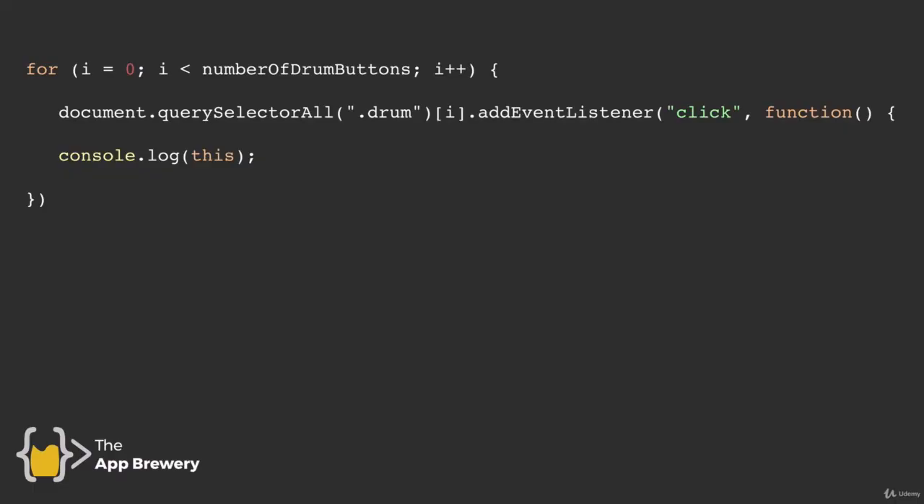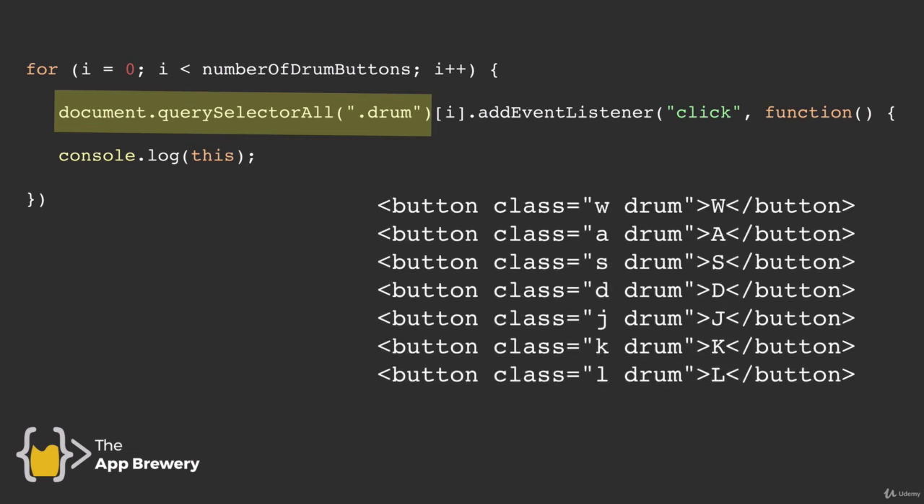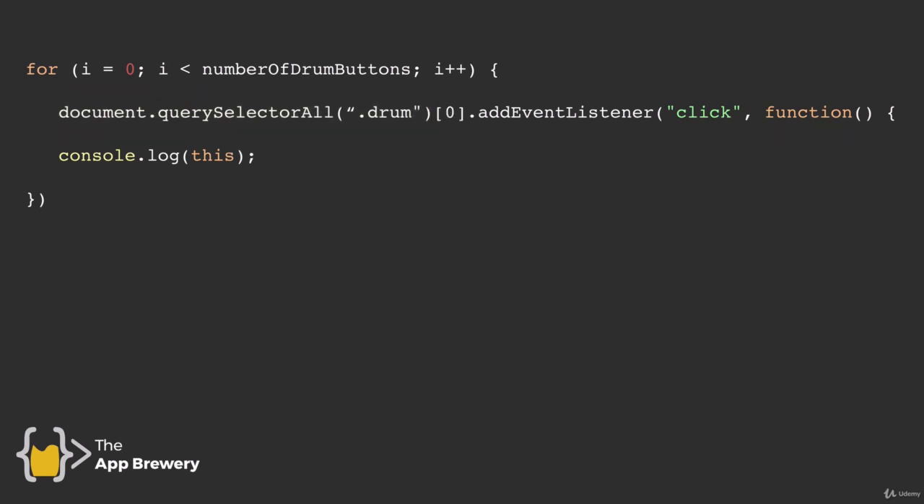Now there's quite a few lines of code that we've just written, so let's break it down so we can understand what's going on. So inside the loop, the first thing that we do is we look through the document and we try to grab all of the elements that have a class of drum. So that basically gets us all of those buttons that have that class of drum. Now the next thing we do is we loop through all of those elements, starting from when i is equal to 0, and we add an event listener to it.